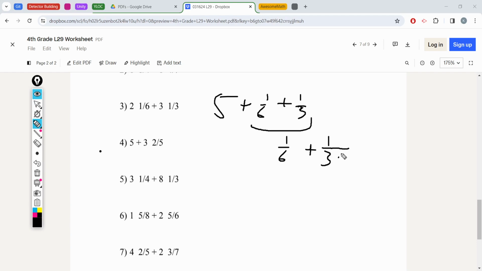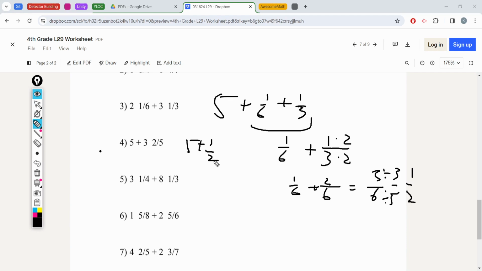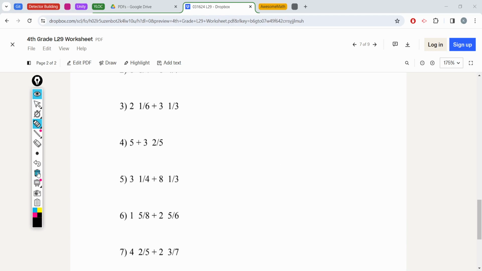So 1/3 we can multiply top and bottom by 2 to give us 2/6. So 1/6 plus 2/6 will give you 3/6. And actually you can simplify this to be 1/2, because you can divide both top and bottom by 3. So you get 1/2. So this is just 5 plus 1/2, which if you convert into an improper fraction would be 11 halves. So that's number 3.